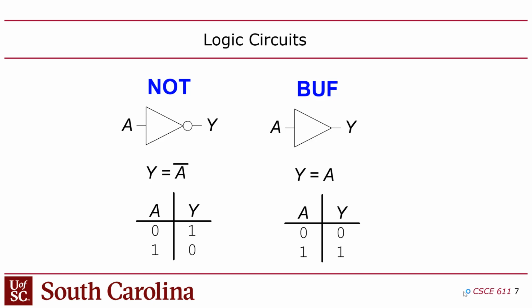Just to quickly review, in 211 you had a repertoire of modules that you could use, which were the classic logic gates. You had things like an inverter or a NOT gate or a buffer. A NOT gate outputs the logical complement of the input. A buffer is just an identity function, and you could represent these with truth tables, right?